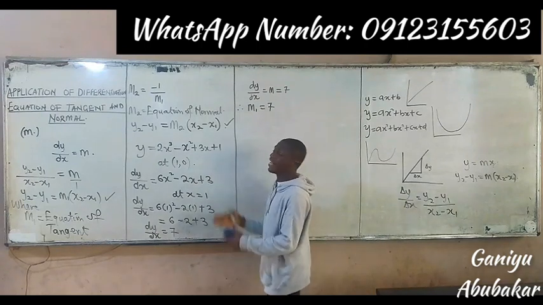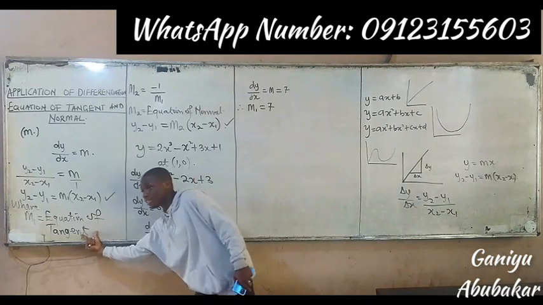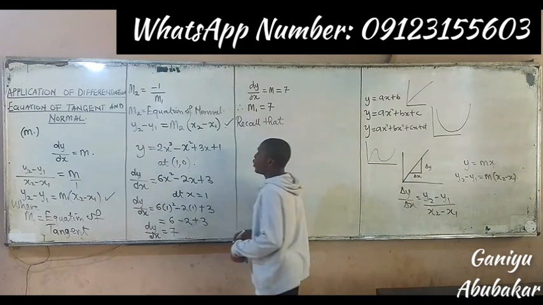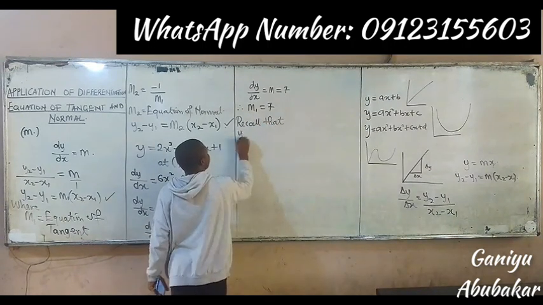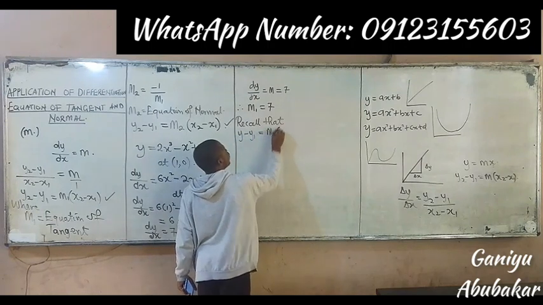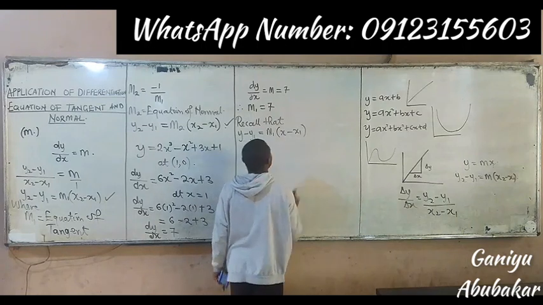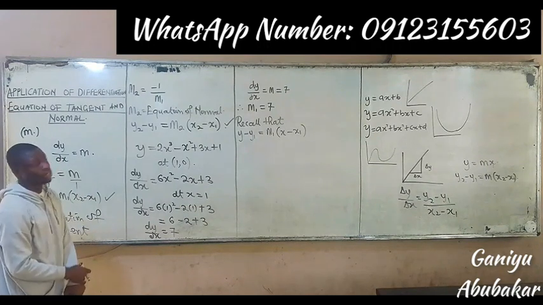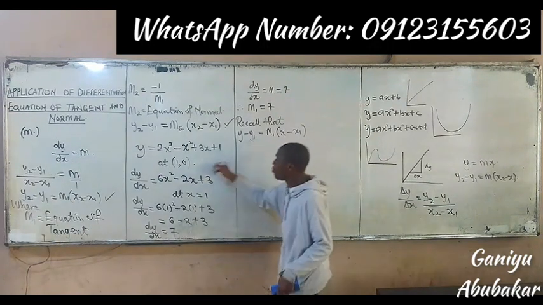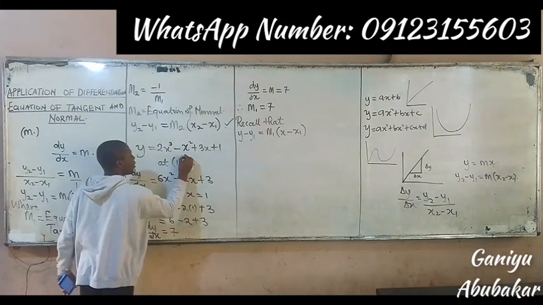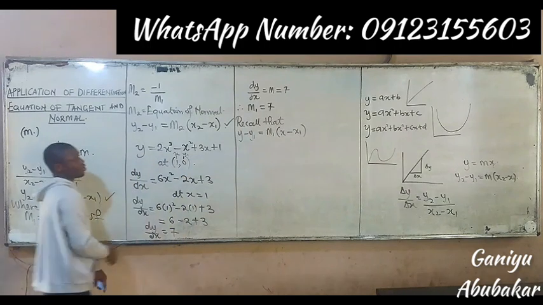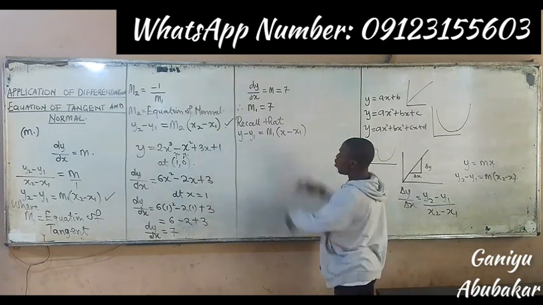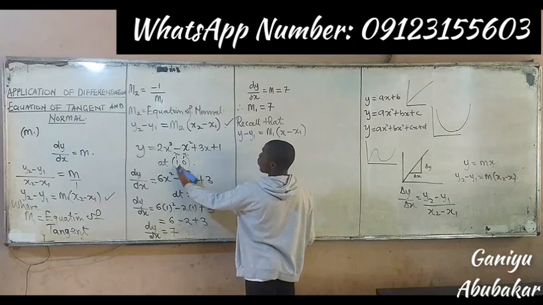Of course, from here now, I can easily get my equation of tangent. So recall that from equation of tangent, we said that y minus y1 is equal to m1 into x minus x1. My y1 is the value here, and x1 here is 1. Of course, y1 is 0 and my x1 is 1. In other words, put the value of this coordinate here.